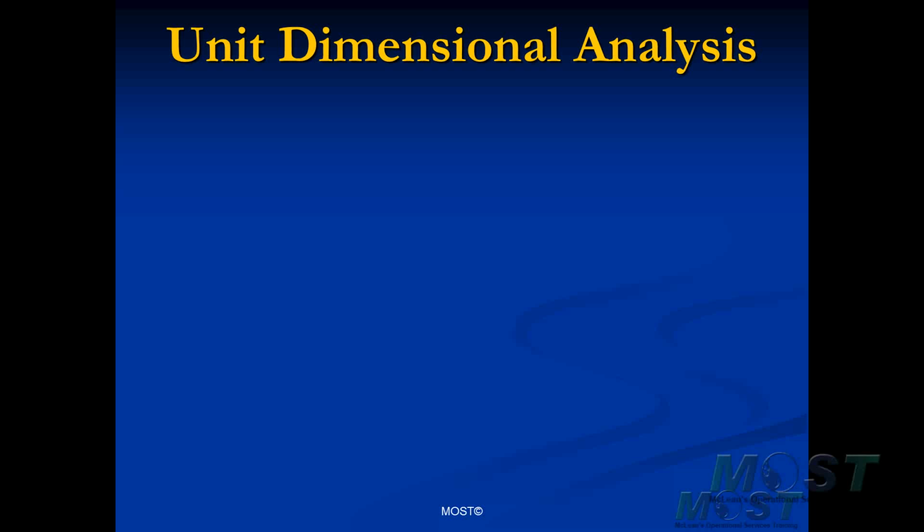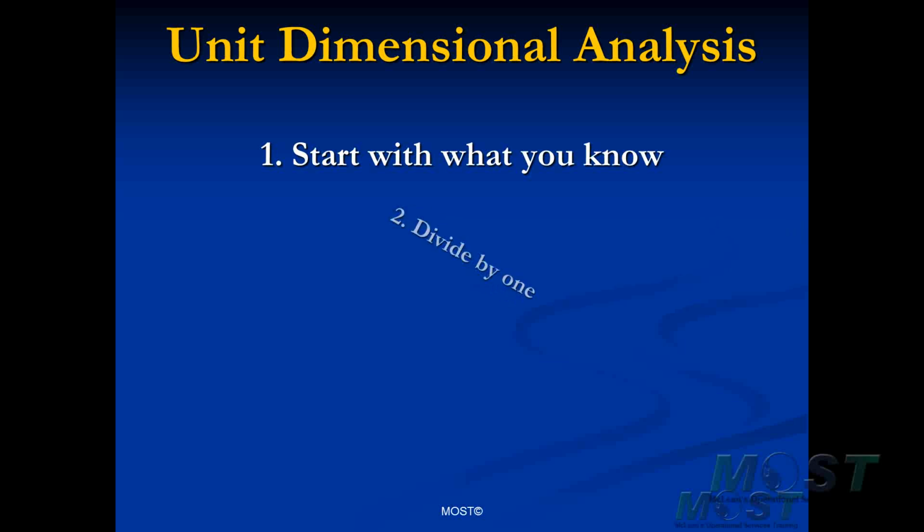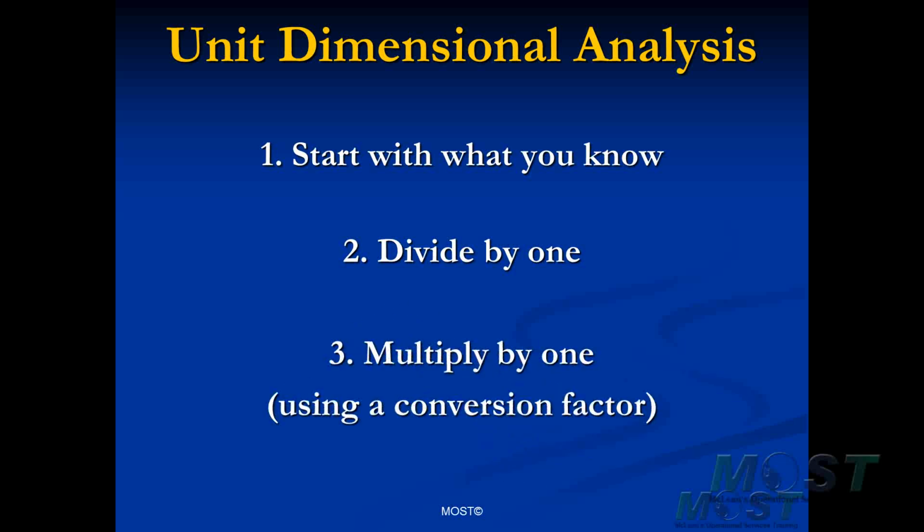Remember, in unit dimensional analysis, there are only 3 steps that we have to execute for every single conversion factor problem. The first is to start with what you know. You will have an initial measurement, and with that measurement, you will begin your analysis. Then you'll convert it into a fraction by dividing by 1. The final step of our 3 steps is to multiply by 1. So start with what you know, divide by 1, multiply by 1.